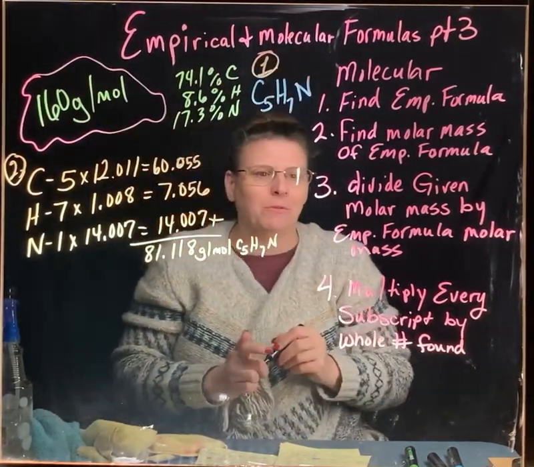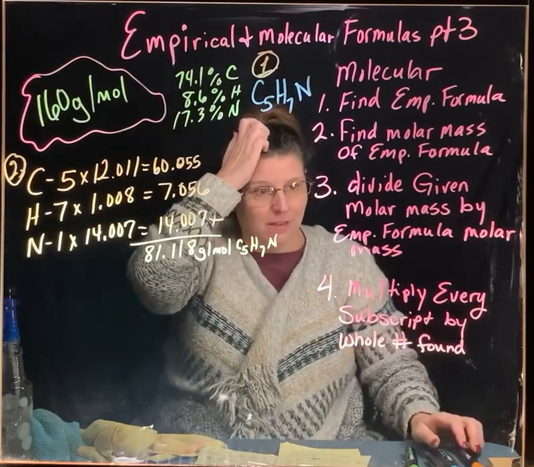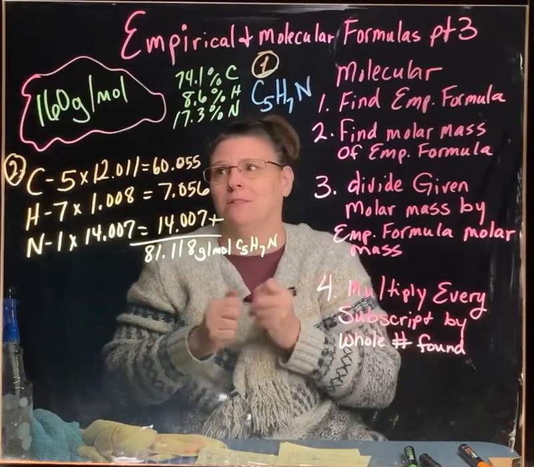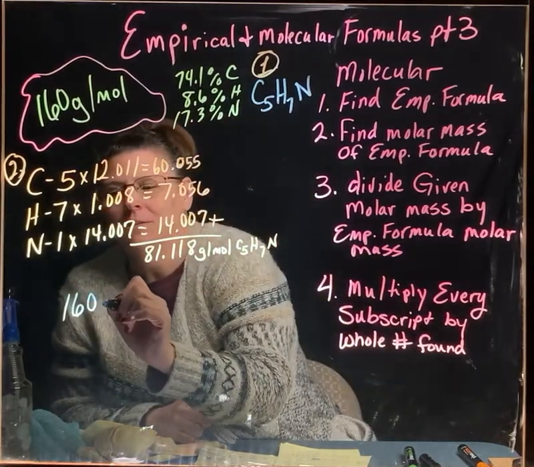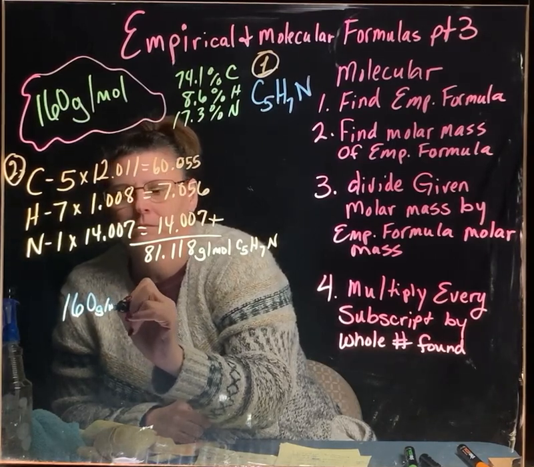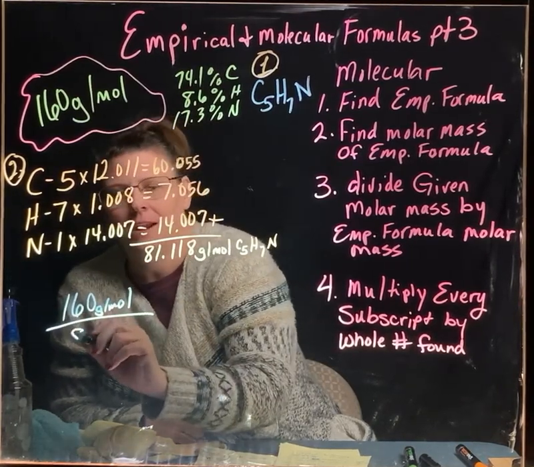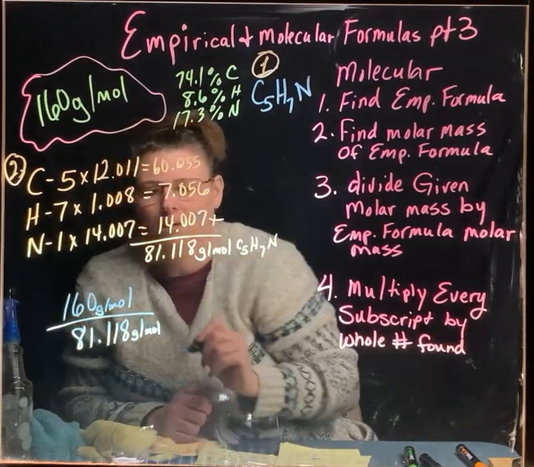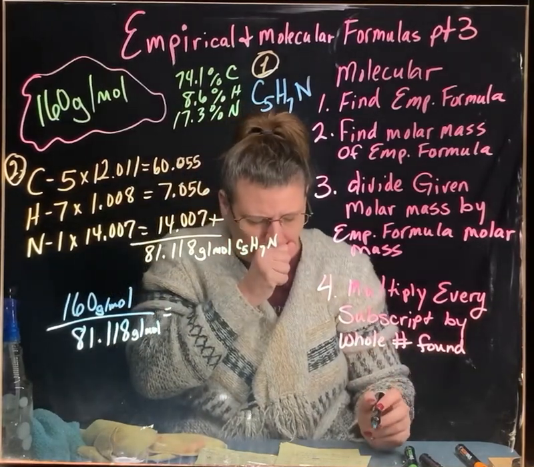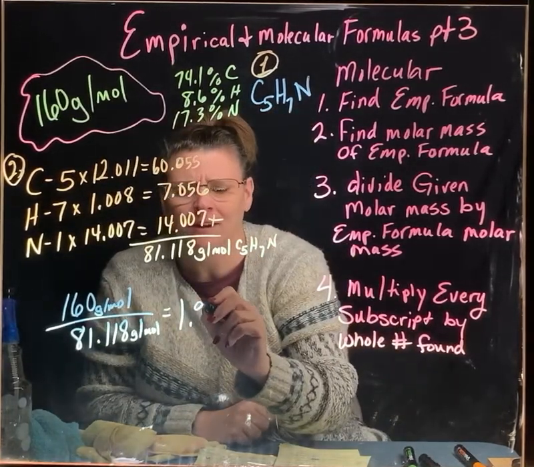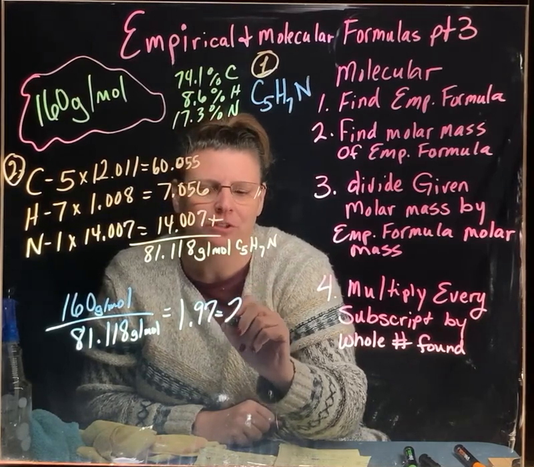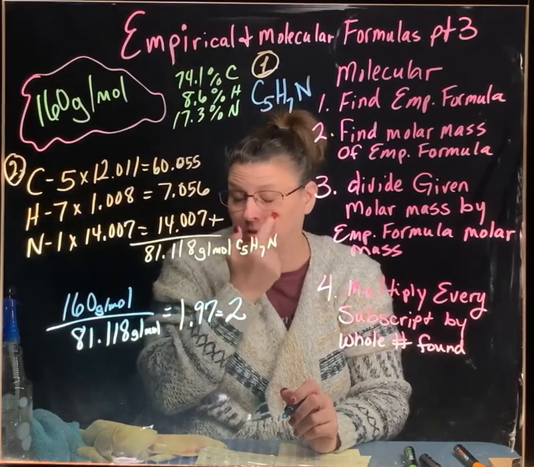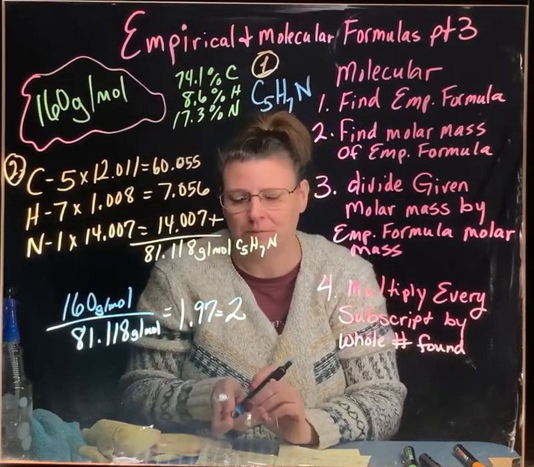Now step 3 says divide the given molar mass by the empirical formula molar mass. We're given 160 grams per mole, and we're going to divide that by 81.118 grams per mole. When I do that, I get 1.97. You round that up to 2 because we want a whole number, and that's close enough to a whole number, just like with empirical formula, that we can round it.